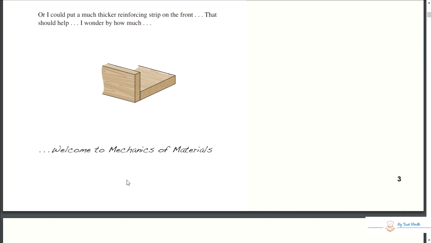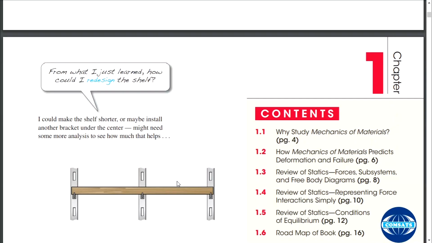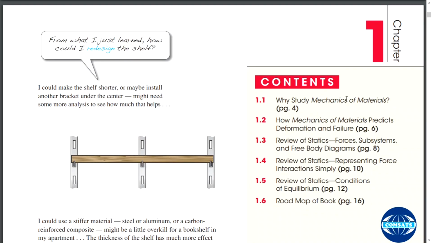So this is a practical example, a simple example regarding the sagging of the shelf, and the author very interestingly modeled and analyzed it and gave a few suggestions on what I could do with this problem. This is what you will be studying in Mechanics of Materials, a very interesting and fascinating subject. In this chapter we'll be studying why we study Mechanics of Materials. It is very important that you know why you are studying what you are studying. The more whys you have, the more interest you carry.